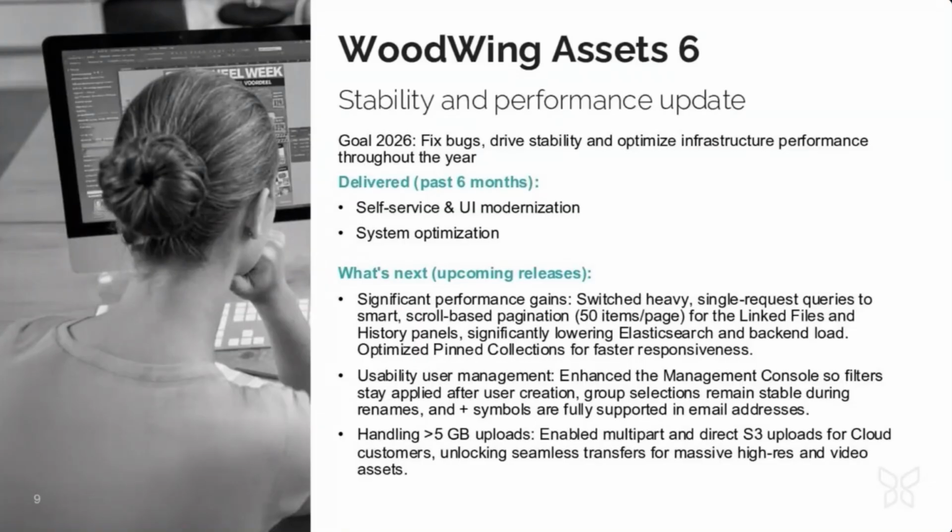We will focus on reducing the backend and the Elasticsearch load by introducing smarter pagination and also more efficient query logic across key areas like the linked files panel. We are replacing heavy single requests. Currently a request comes in with, for example, 1,000 items. Now, with an infinite scroll, we will load only 50 items at a time.